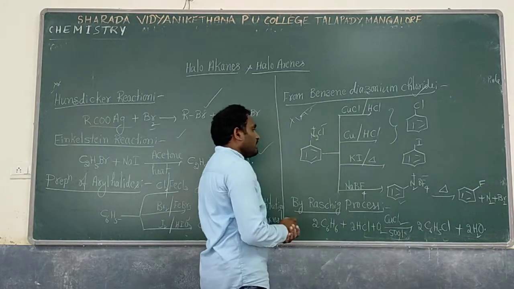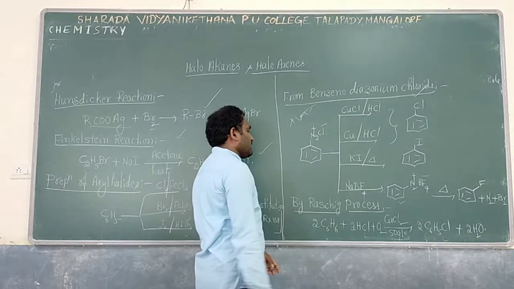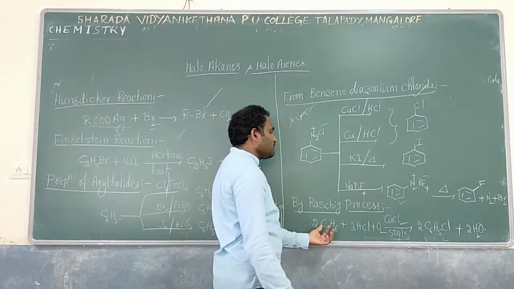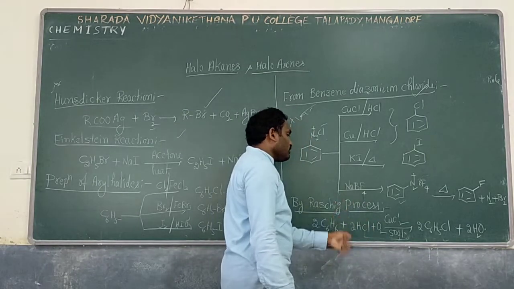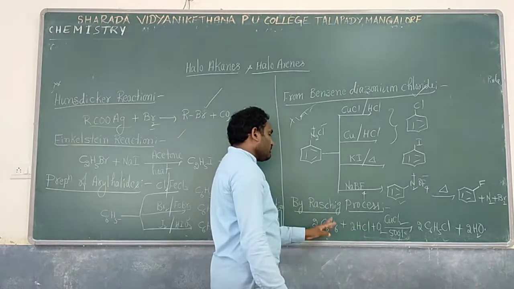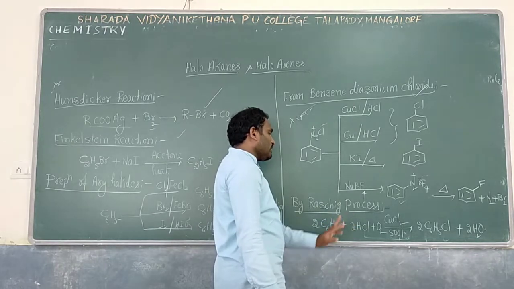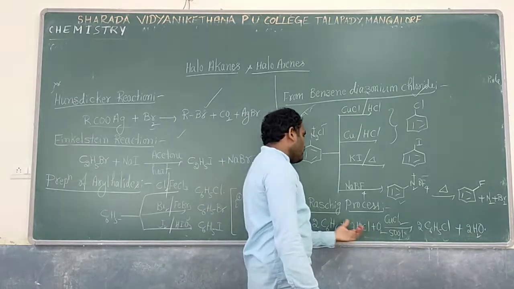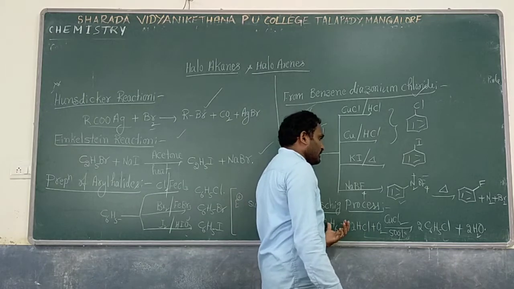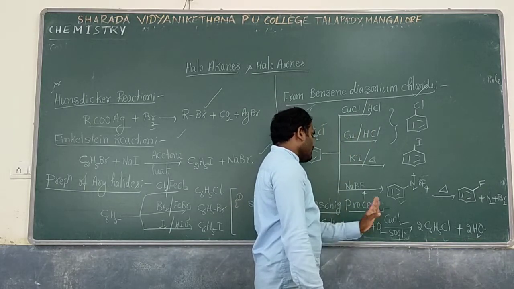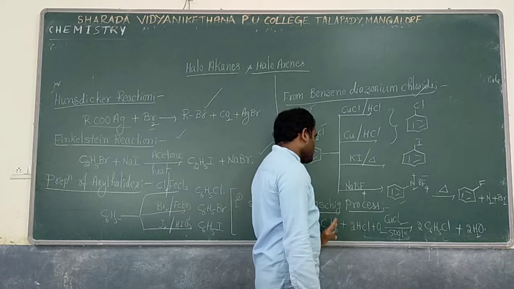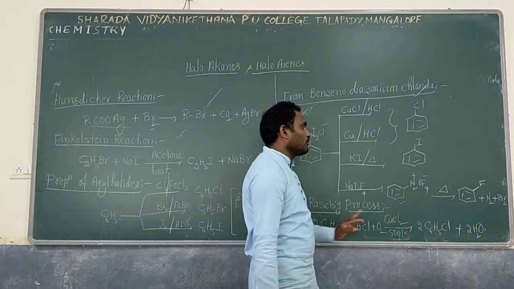Next one, by Raschig process. In the Raschig process what happens? Benzene plus HCl and O2. Here O2 removes hydrogens from benzene and here also. Afterwards, chlorine will be joined here to form chlorobenzene. Two water molecules will be removed. It is like a separation of hydrogen from benzene and substitution of chlorine here.